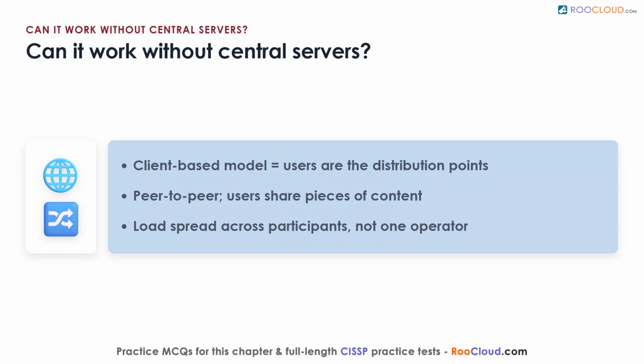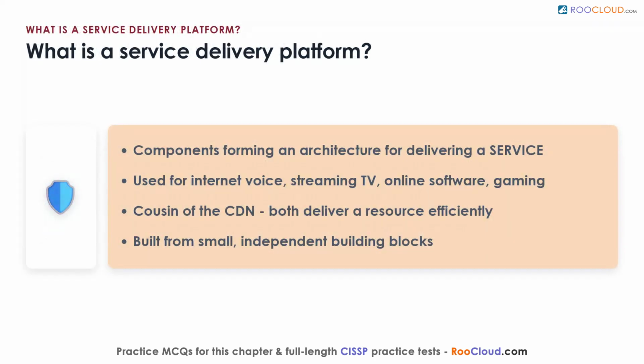The effect is similar, spreading the delivery burden across many locations, but the heavy lifting comes from the participants rather than a central operator. Picture neighbors lending each other chapters of the same book, so the load never lands on one library at all. What closely related platform delivers services the same way?